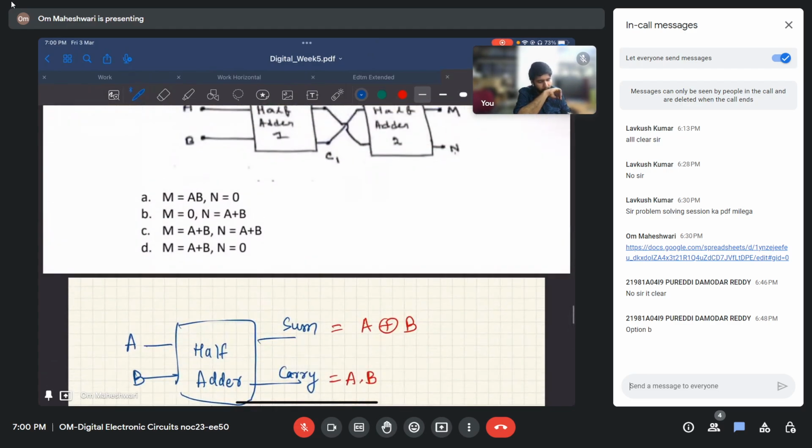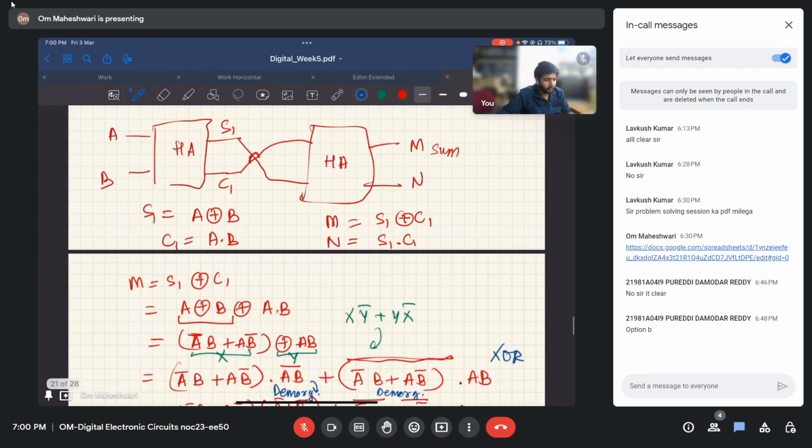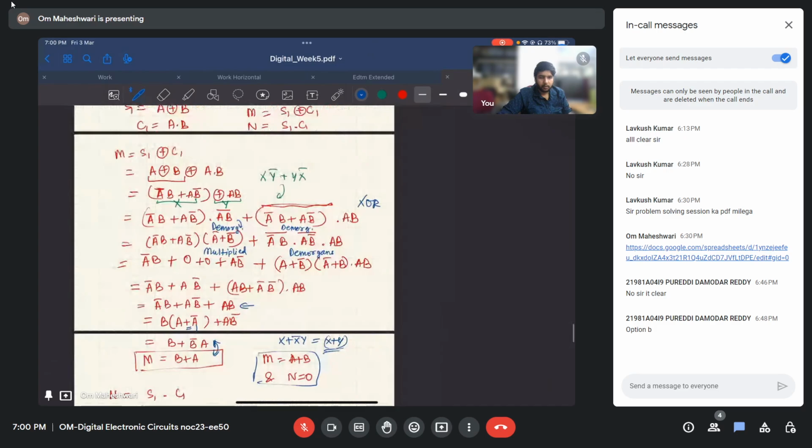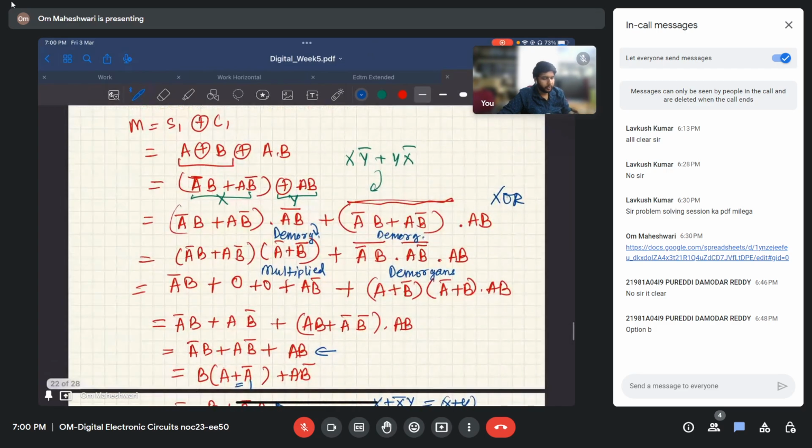So D is the answer. So this is purely Boolean algebra. So if there is any doubt, please let me know. If not, we shall continue.